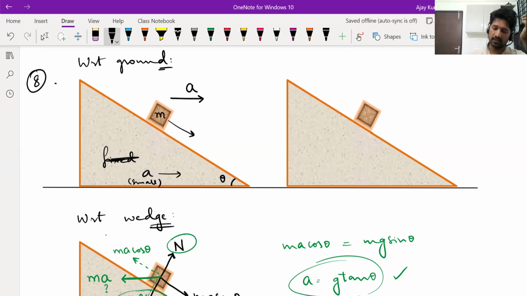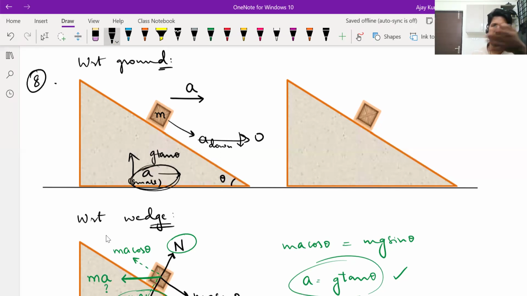Now, as the acceleration of the wedge increases, the acceleration of the block down the incline decreases. And when the acceleration of the wedge exactly becomes g tan theta, the acceleration of the block down the incline becomes 0. It won't slide down.